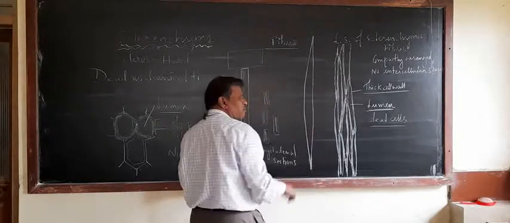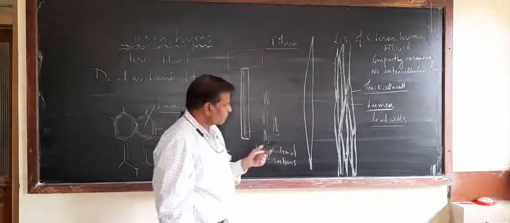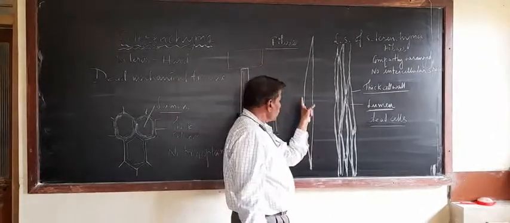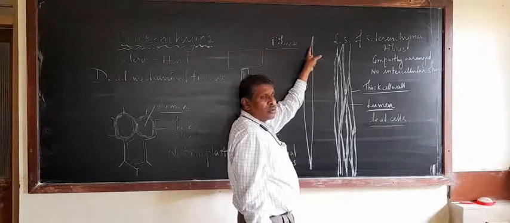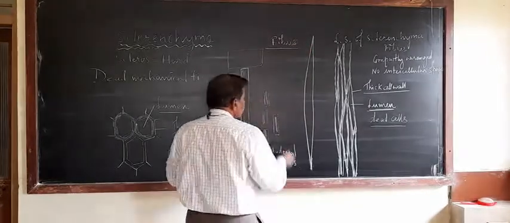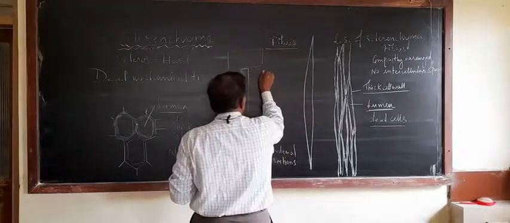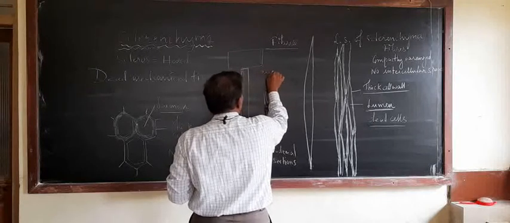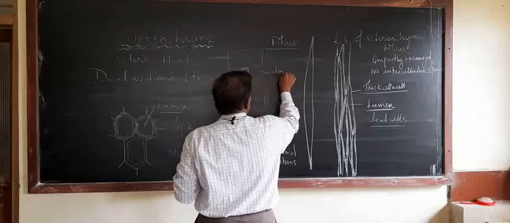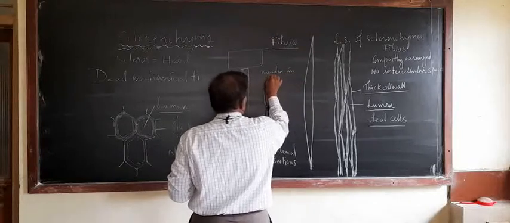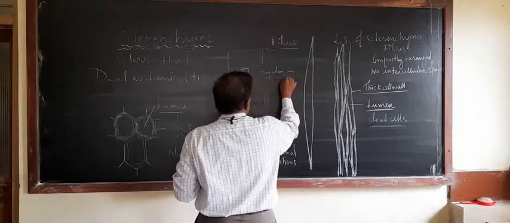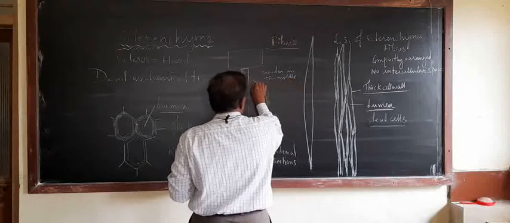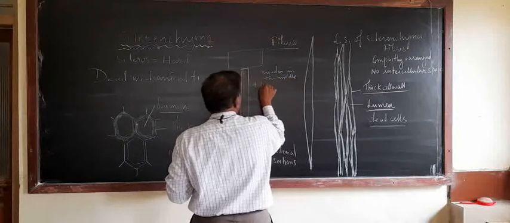This is how the fiber looks. Can you make out here? The cells are said to be broader in the middle and tapered at the ends.